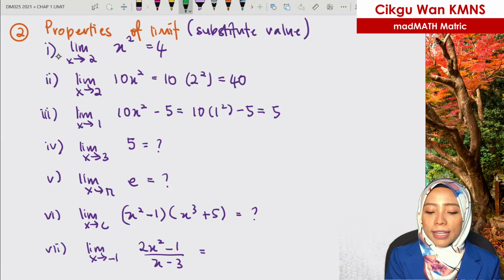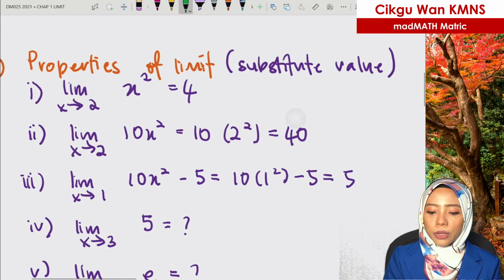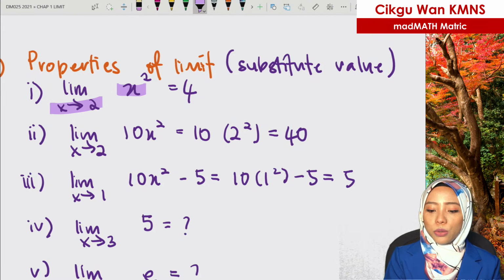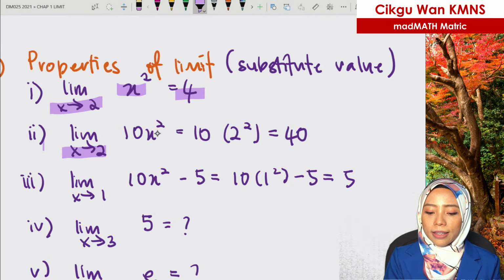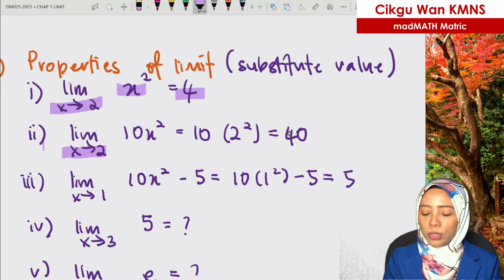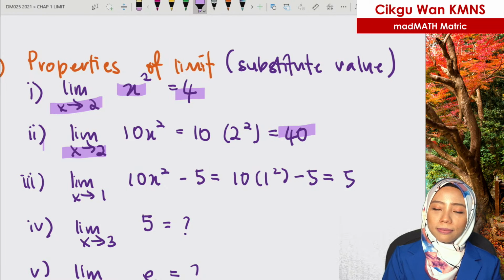Like in this case, number 1. Limit x approaching 2, and the function is x squared. So basically, we just substitute 2 squared, which gives us 4. And then the next one, second, x approaching 2. So 10 times 2 to the power of 2 will give us 40.